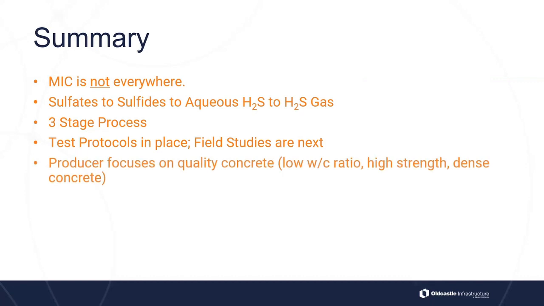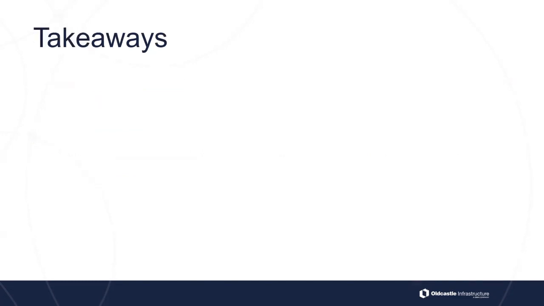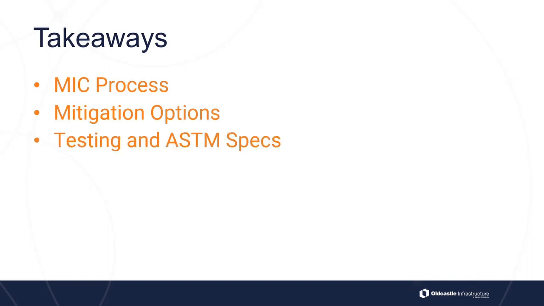We also learned that the producer should focus on quality concrete with a low water to cement ratio, with high strength, denser concrete with less porosity, and the use of more pozzolans and supplementary cementitious materials. Those are the things that we've learned through this testing process and through the ASTM C1303 committee. And so I think there's a lot of promise in this. We're not quite there yet, but we're seeing some good things in our industry, and we're moving in the right direction to address MIC. So again, the takeaways that we discussed today: we discussed the MIC process, we talked about some mitigation options, and we also talked about testing and the ASTM specifications.